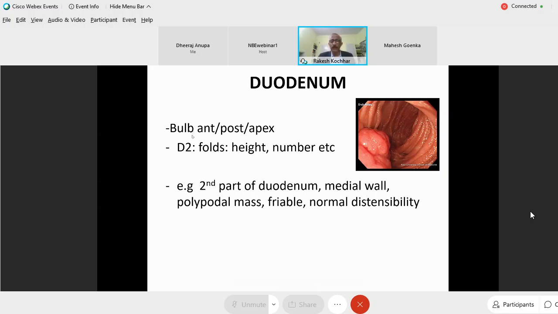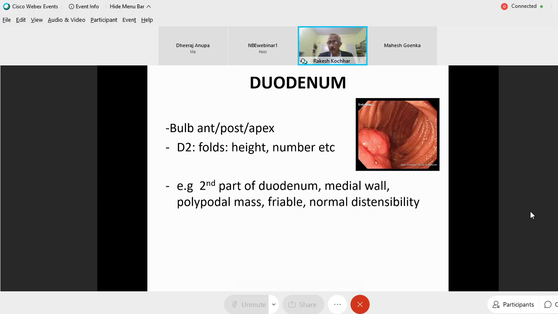So in a patient with chronic duodenal ulcer, the bulb is shortened or deformed with pseudodiverticula and is not normal looking. So you have to identify what a normal bulb looks like. Then in the second part of the duodenum, you look at the duodenal folds, the number and the height, and then the lesion if there is any. Now, for example, in this particular patient, you have in the second part of the duodenum, on the medial wall, a polypoidal mass. You describe the mass as polypoidal.